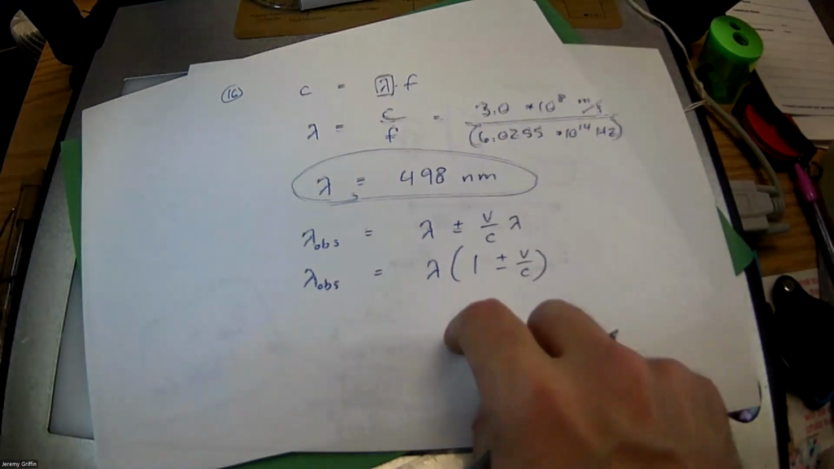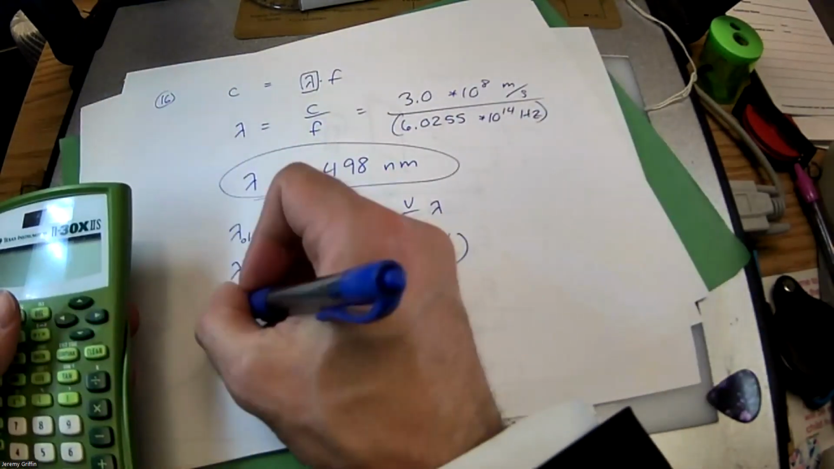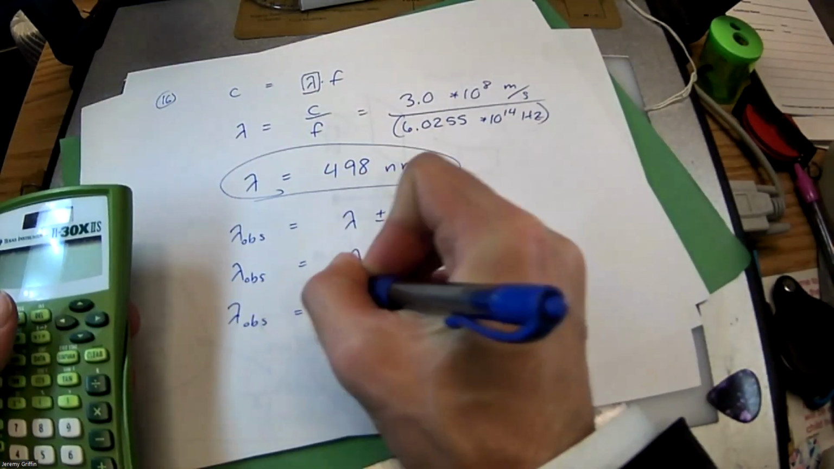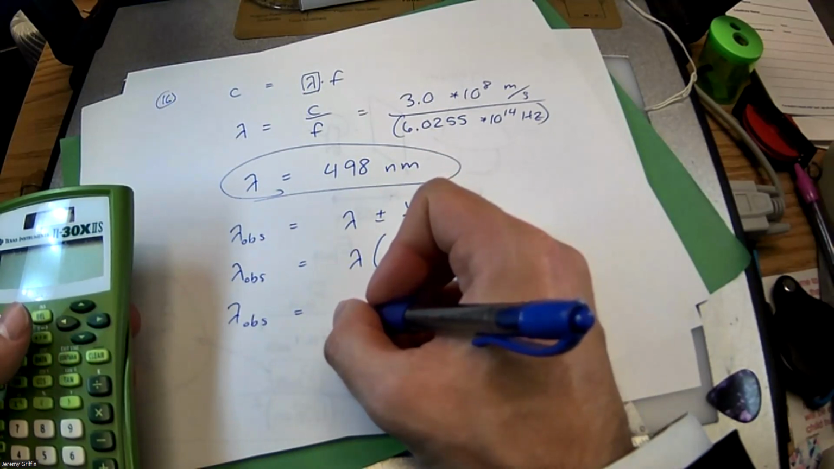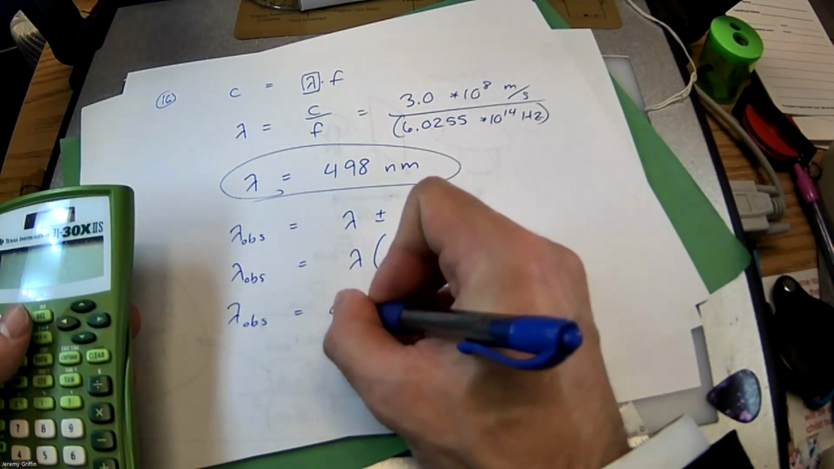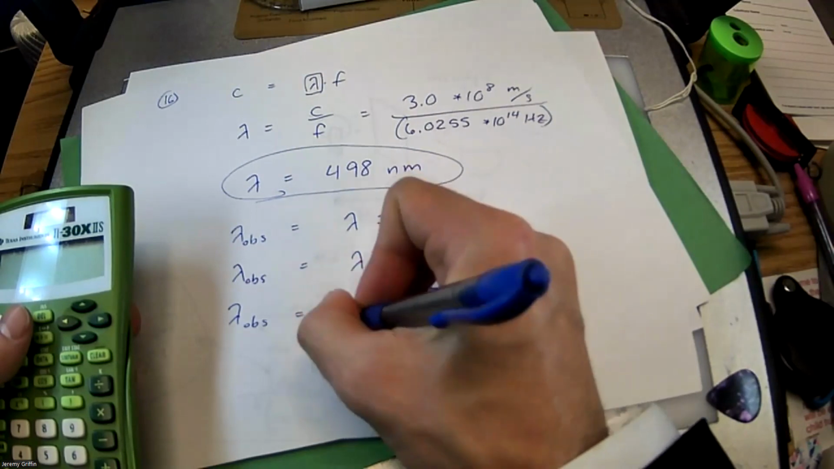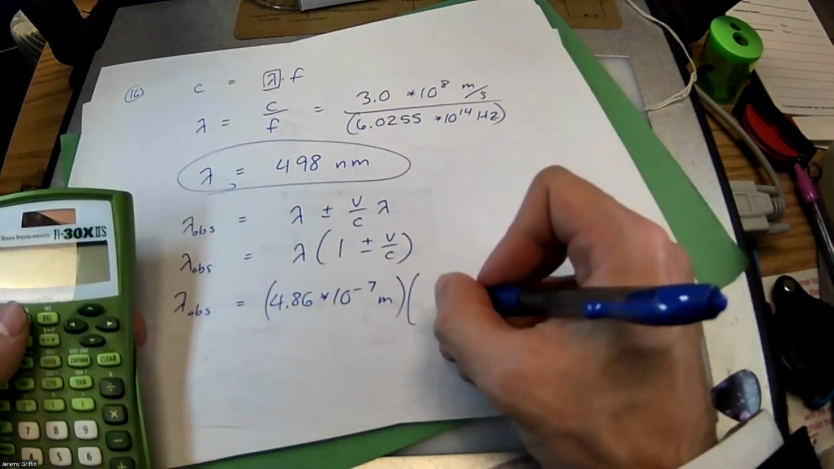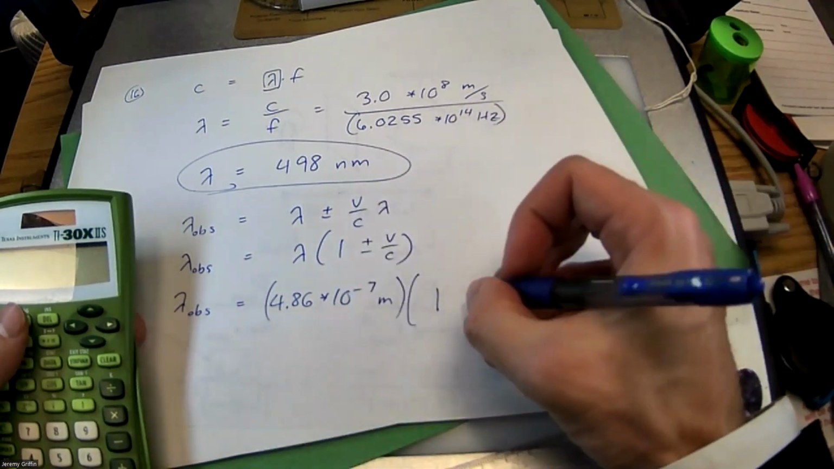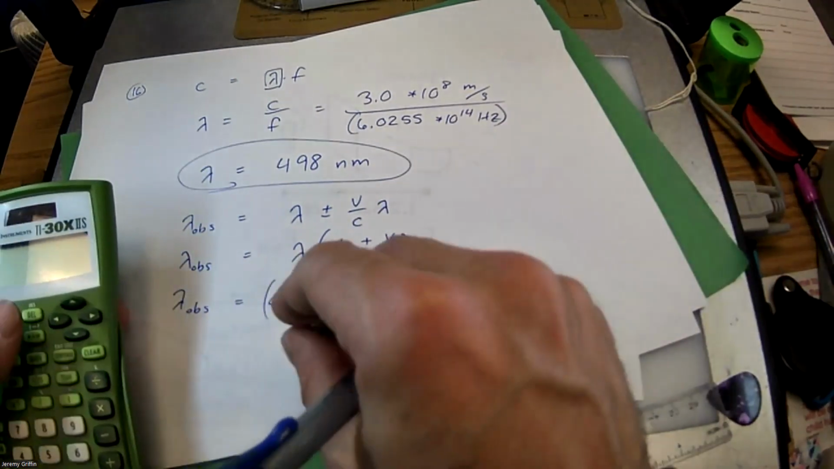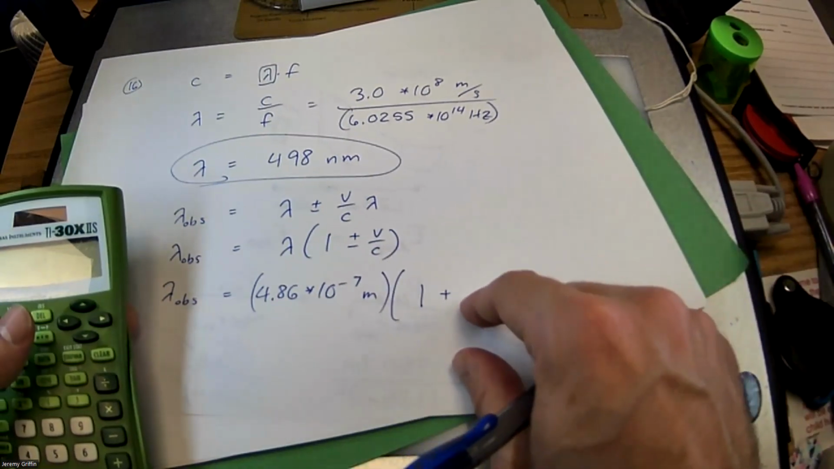Since we already got the answer, I'm just going to plug in the values that they gave us right here. Do this real fast. We should get the same thing. So the source wavelength they said was 4.86 times 10 to the negative 7 meters. The fact that it's moving away means now I have to say plus because I need to make the wavelength longer. That's what redshifting is. It's going to lower the frequency but increase the wavelength.